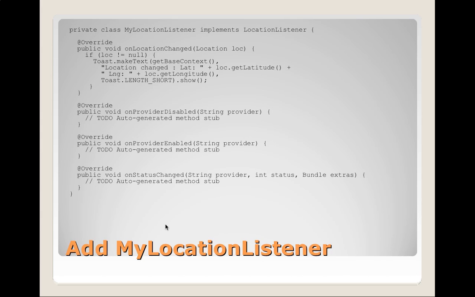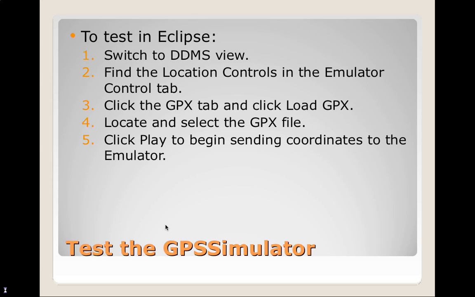We don't really have any code implemented for it, but we have to include those empty methods, by the way, because we've implemented the interface, which means we have to implement all of the methods that are associated with the class that we are implementing.